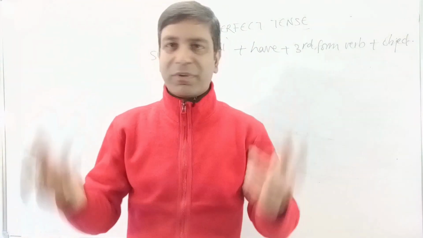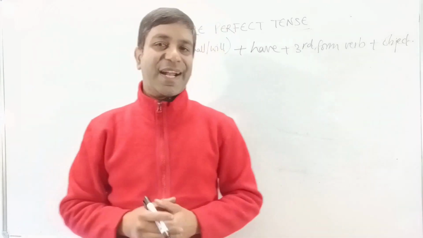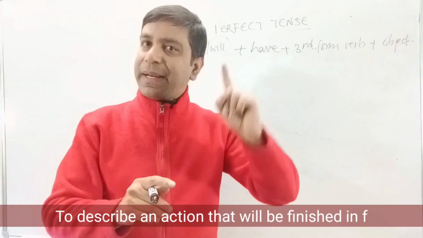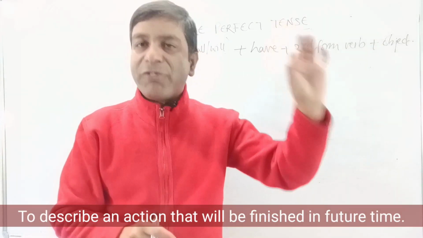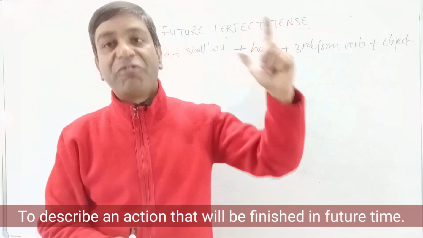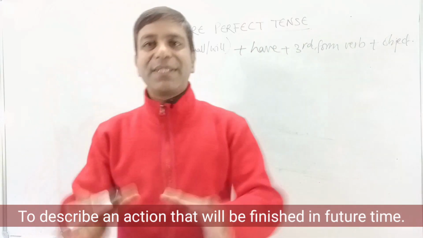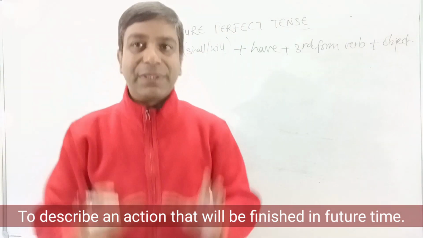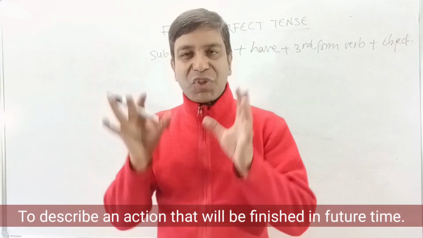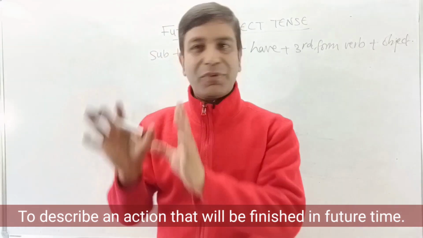Now let us talk about future perfect tense. When is future perfect tense used and what is the structure? Let us understand that. Future perfect tense is used to describe an action that will be finished in future time. Please remember that. The action has not yet happened but will happen and be finished in future time.